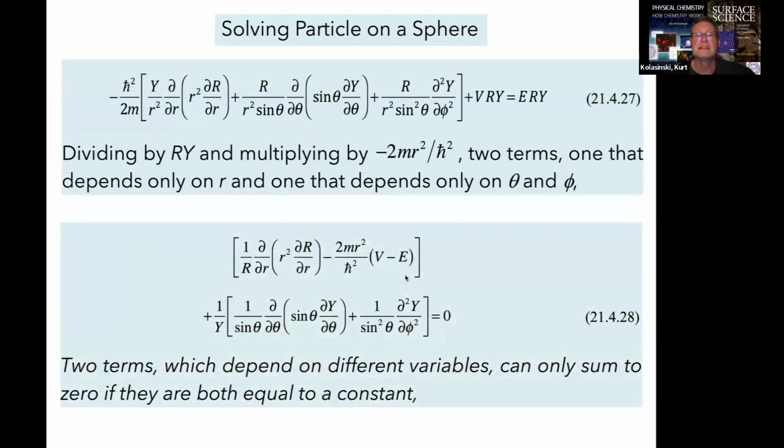And what we find is that indeed we can separate this into one term that only depends on r and another term that only depends on theta and phi. And this is a really cool trick. We've got two terms that depend on different variables, and they add up to a constant, 0. The only way they can always add up to 0 is if this term is equal to a constant and the second term is equal to a constant which is the negative of that constant. Two terms which depend on different variables can only sum to 0 if they both are equal to constants, and one constant is the negative of the other constant.